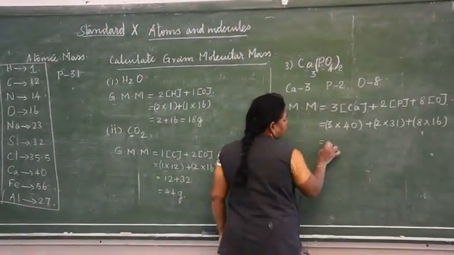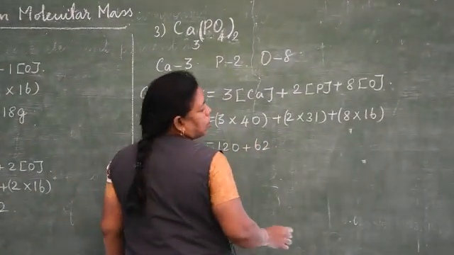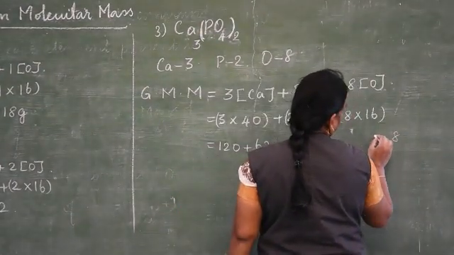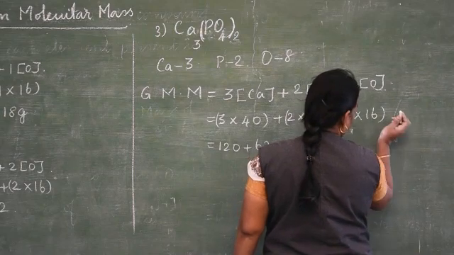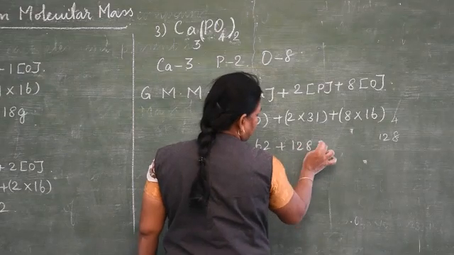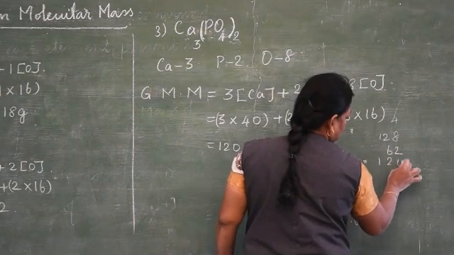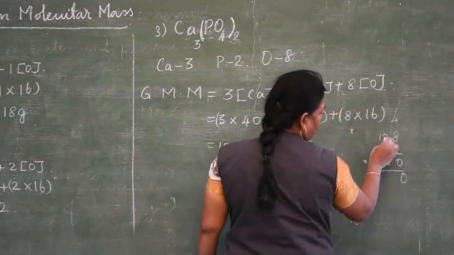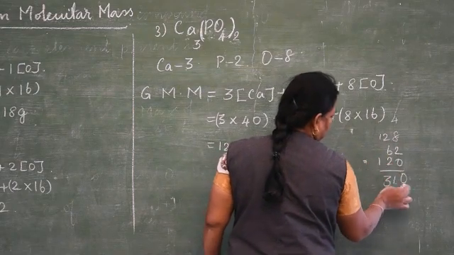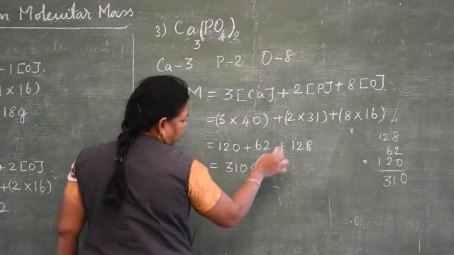3 into 40, 120. 2 into 31, 62. 8 into 16, 128. Adding all this, we will be getting 8 plus 2, 10, carry 1, 3, 9, 11, carry 1, 3, 10. Therefore, what is the gram molecular mass of calcium phosphate? 310 gram.